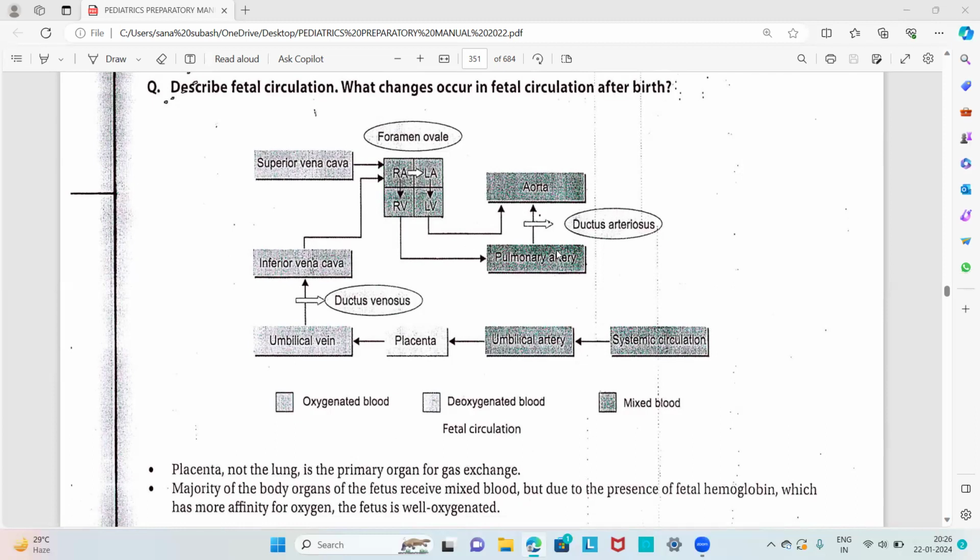The lung is not matured, or not inflated, during this fetal period because of the lack of air entry. So the blood from the pulmonary arteries reaches the aorta again through the ductus arteriosus. From the systemic circulation, the deoxygenated blood goes through the umbilical artery and reaches the placenta for oxygenation. So this is the diagram showing the fetal circulation. Here the ductus arteriosus is a shunt connecting the pulmonary artery to the aorta.